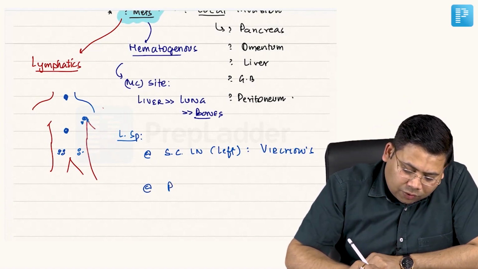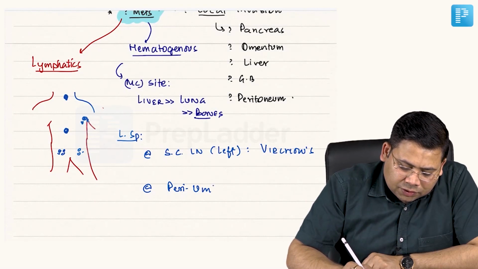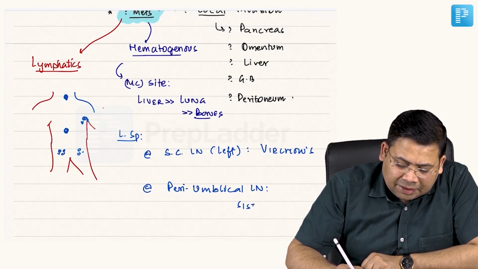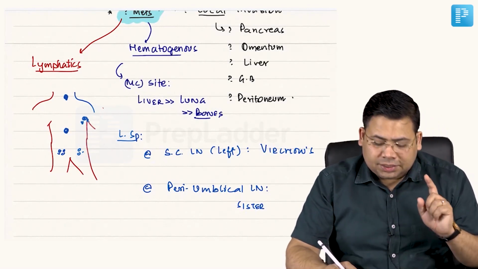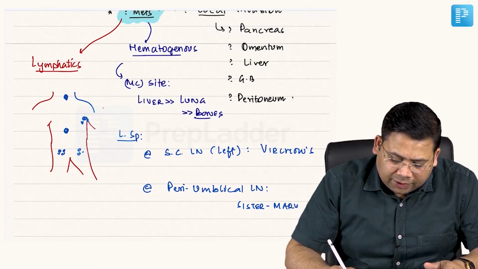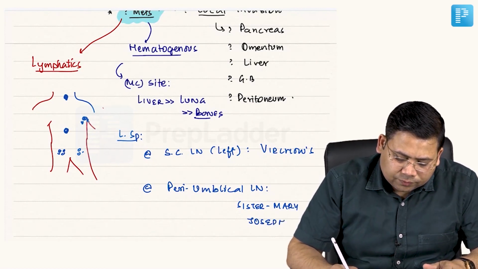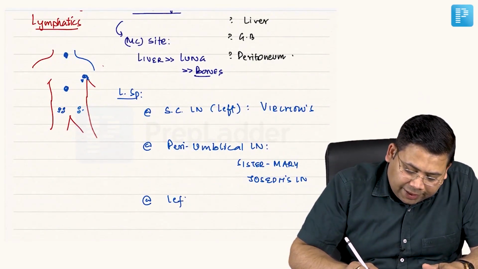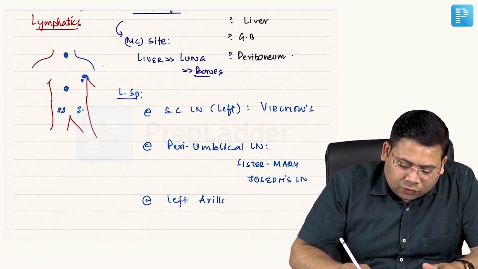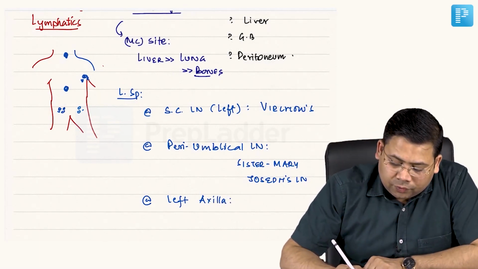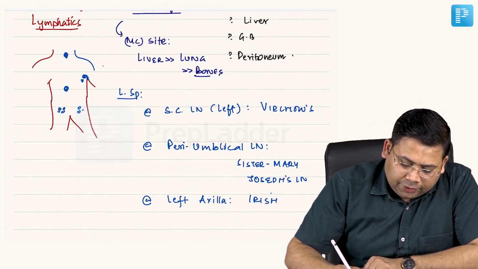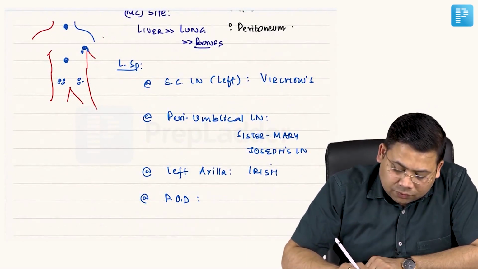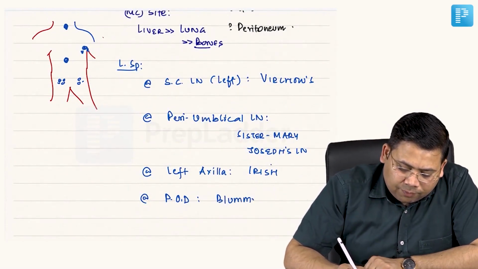Apart from that, it can go around the periumbilical lymph nodes. So periumbilical lymph nodes, this is known as Sister Mary Joseph's lymph node. So Sister Mary Joseph's lymph node, then it can go around the left axilla. If it goes around the left axilla, this is going to be known as Irish. And then if it goes to the pouch of Douglas, that is known as Blumer's shelf lymph node.